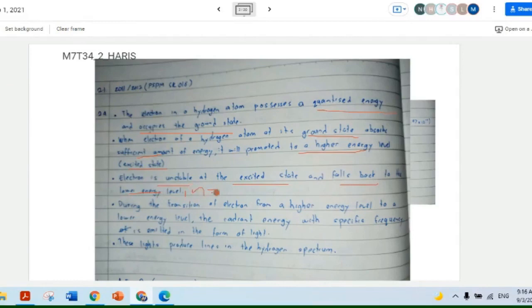So you need to add which is n equal to 1. Then continue. During the transition of the electron from a higher energy level to a lower energy level, the radiant energy with specific frequency is emitted in the form of light. In brackets, you need to state it is what? Photon. Yes, photon, with specific frequency and specific wavelength. Okay, very good, this is the answer. Is it the same as just now? Same as question 1. Just the lower energy level is different: just now it was n equal to 2, this one is n equal to 1. Very good. Thank you, Harris.